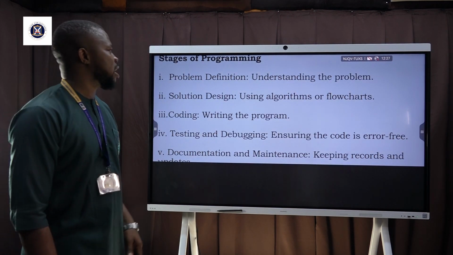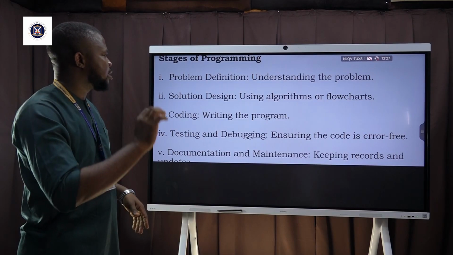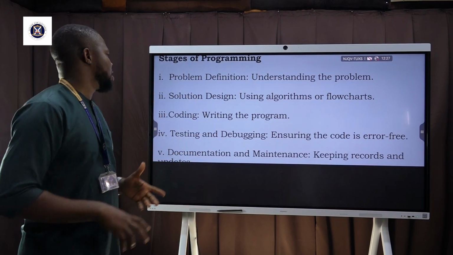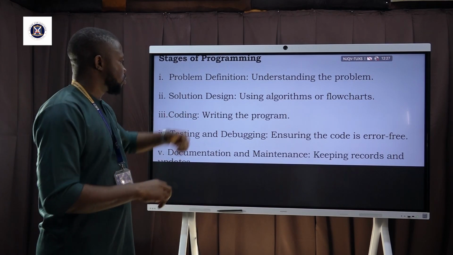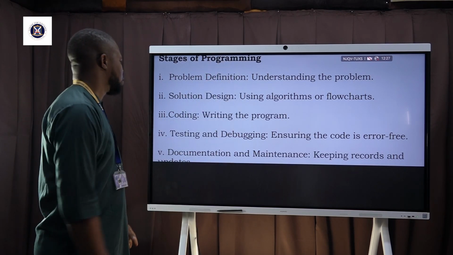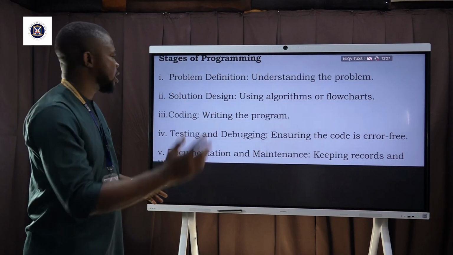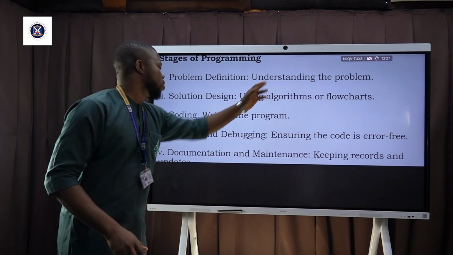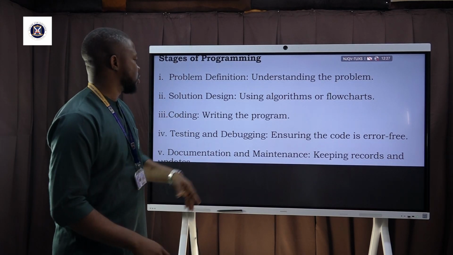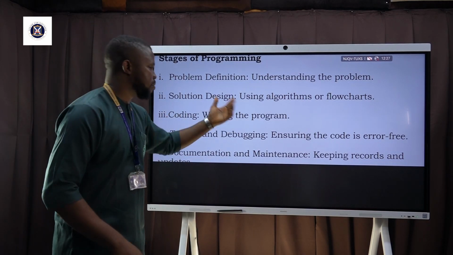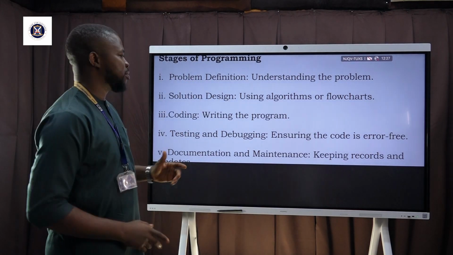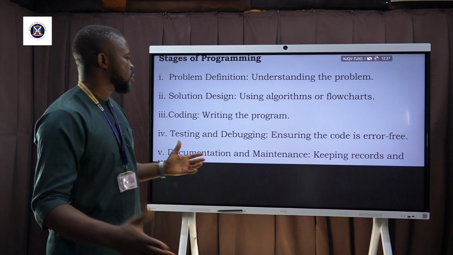Stages of programming, we have problem definition. We'll also talk about that in our next study, but the ability to define your problem is very, very important. Sit down to do your solution design using algorithms or flowcharts. And what are flowcharts? Those are designs used to explain your algorithms or your codes. Now, coding, writing the program, then testing and debugging. This is running your program several times just to debug errors, ensuring that before deployment, your program is error-free.